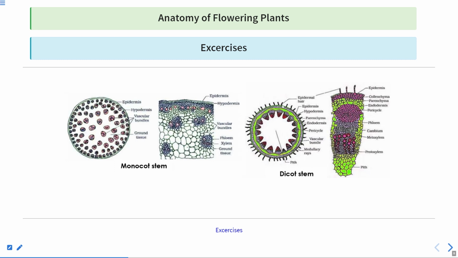But here, in the case of ground tissue of dicot stem, there is an epidermis, there is a hypodermis made up of collenchyma cells, then there are several layers of the parenchyma. Okay, then comes the endodermis and then comes the pericycle. So these layers are totally absent in the case of monocot stem, right?